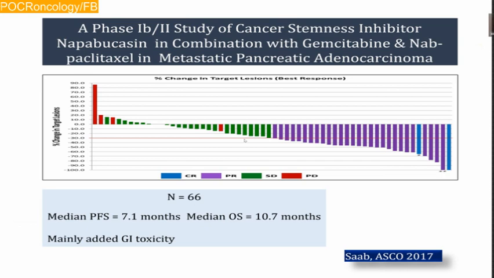Dr. Saab was also looking at a trial of nab-paclitaxel and napabucasin. Basically, it is anti-STAT3, which targets cancer stem cells. We know stem cells carry a lot of resistance, and they try to target them with anti-STAT3 to reduce this resistance. He randomized gemcitabine nab-paclitaxel with or without napabucasin. And as you can see, the progression-free survival of 66 patients was almost 7 months, and the median overall survival was 10.7. And basically, we have a phase 3 going on in the meantime.